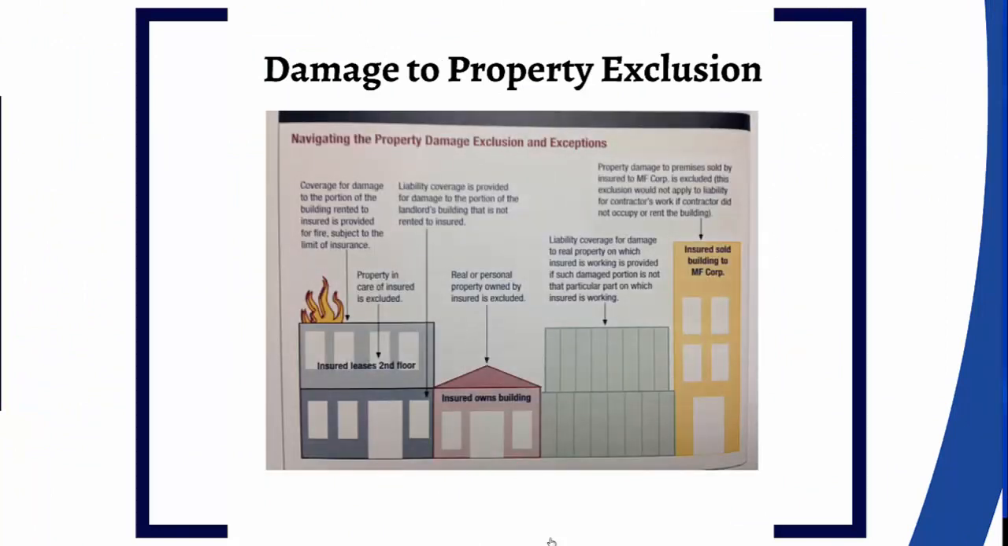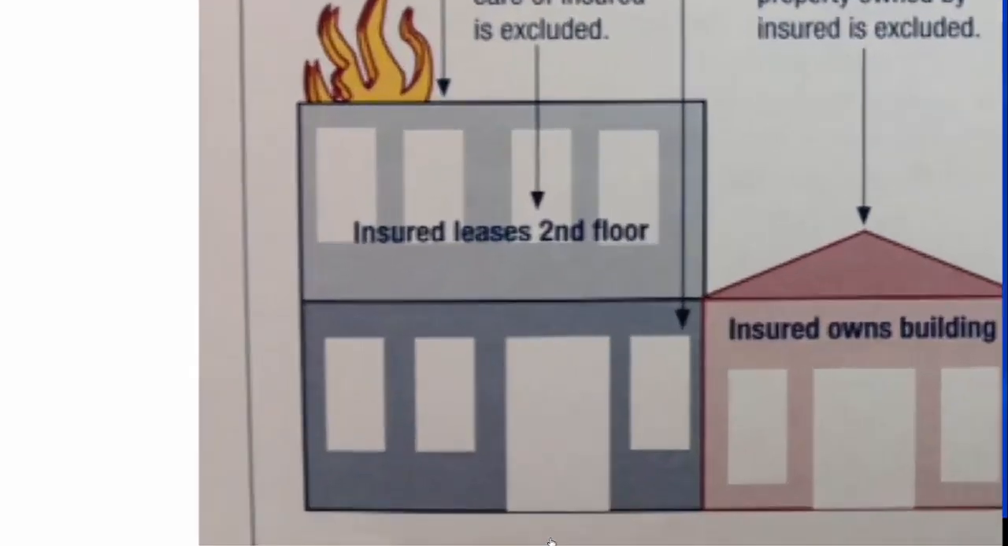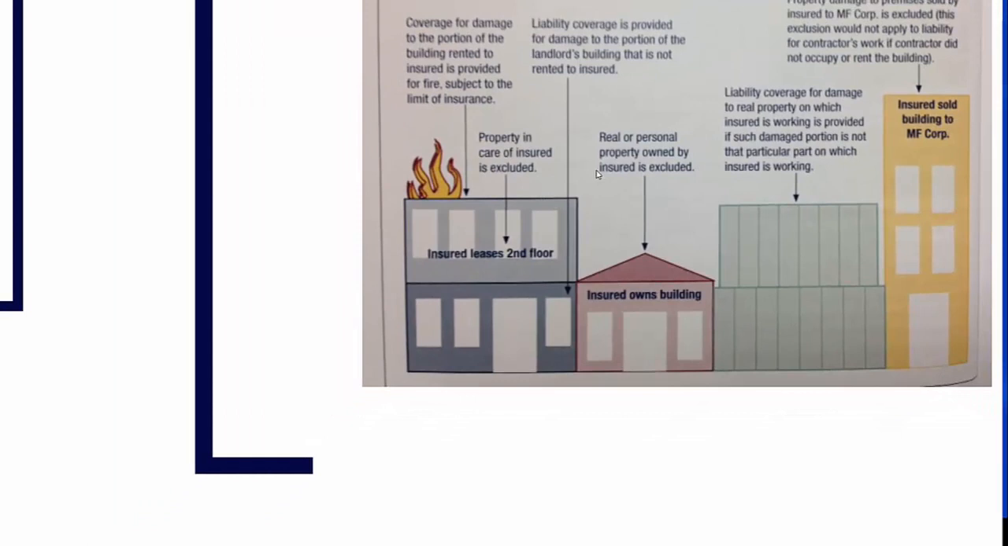And again, we'll look at this diagram from the CPCU text that helps to explain it. So first of all, let's say that the insured leases the second floor of a 2-story building. Coverage for damage to the portion of the building rented to the insured is provided for fire, subject to the limit of insurance. The property in care of the insured is excluded. Remember that the insured is leasing, but coverage for damage to the portion of the building rented to the insured is provided. Additionally, liability coverage is provided for damage to the portion of the landlord's building that is not rented to the insured, down here.